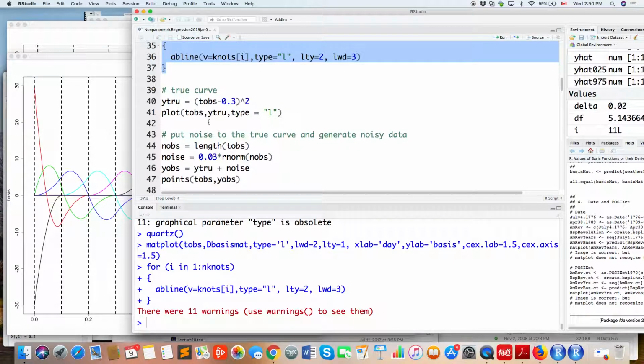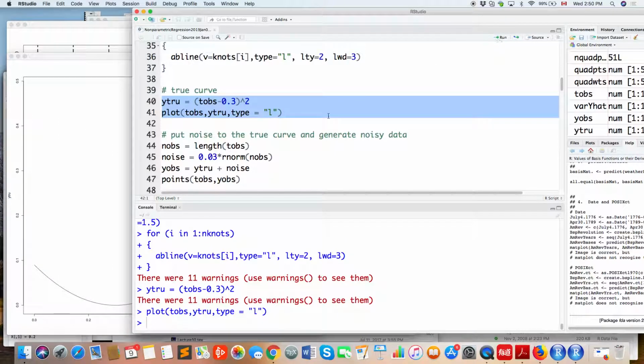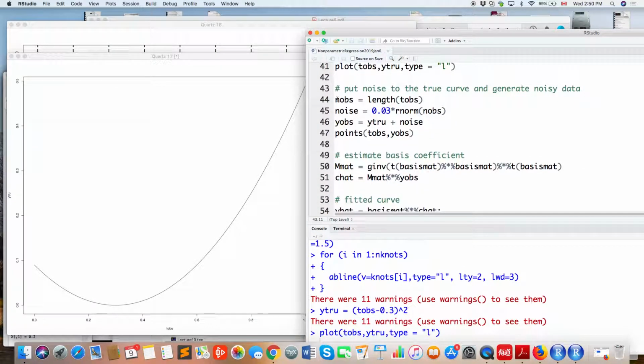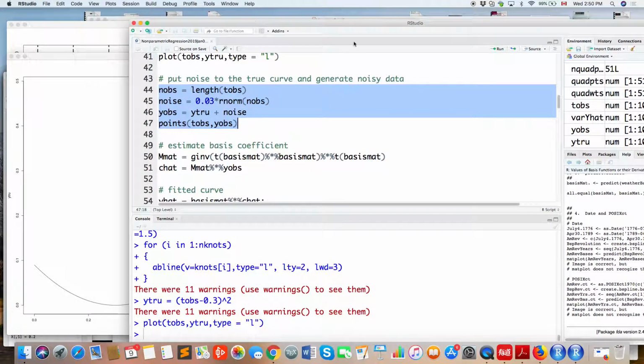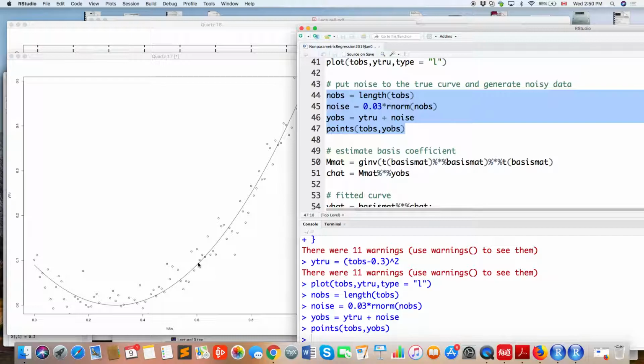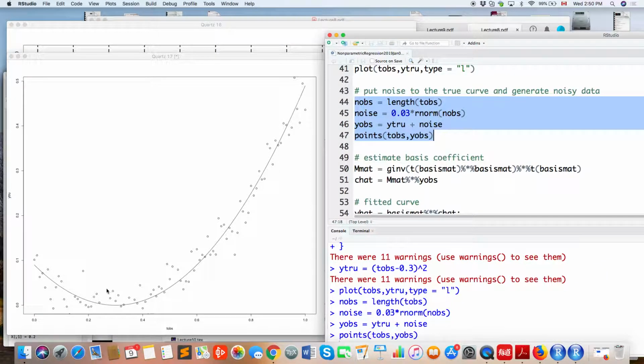Okay. So now, if we generate a true curve, this is my true curve, and then we can put some noise on this true curve to generate the data, the Y observations. Here these circles represent the observations. So now we want to estimate these curves based on the discrete noisy observations.